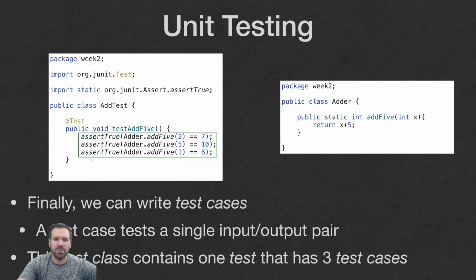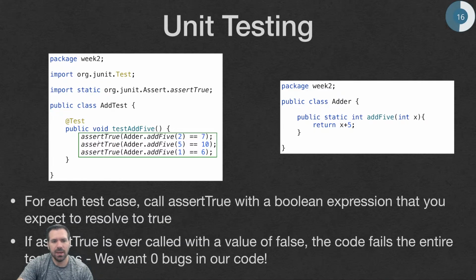So assert true, the most important one to learn, takes a Boolean expression. Let me make sure I'm not getting ahead of my slides. I am. Assert true is going to take a Boolean expression and assert that the expression resolves to true. It'll resolve the expression and check: did the expression resolve to true? If it did, this test case passes. If it doesn't, this test case fails.